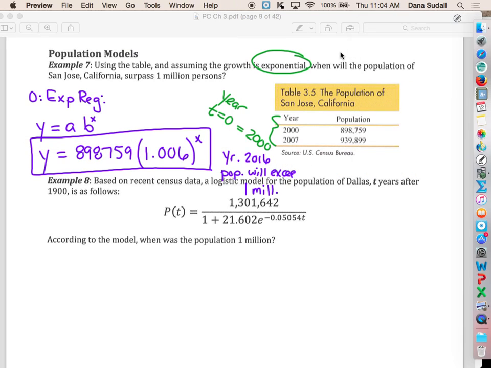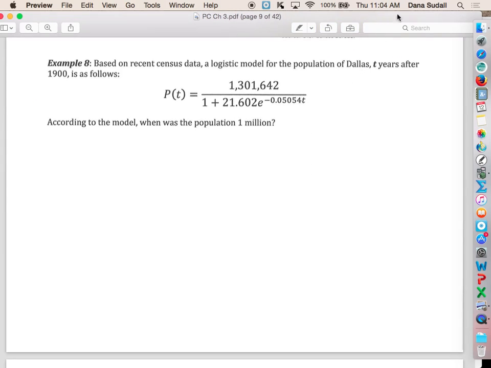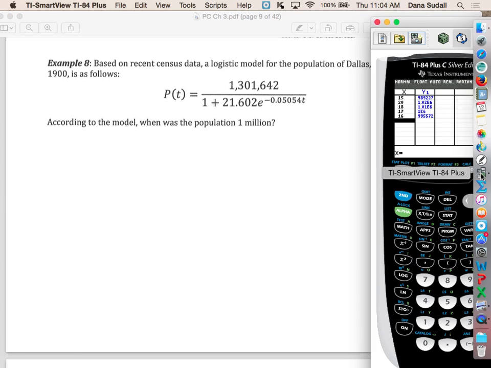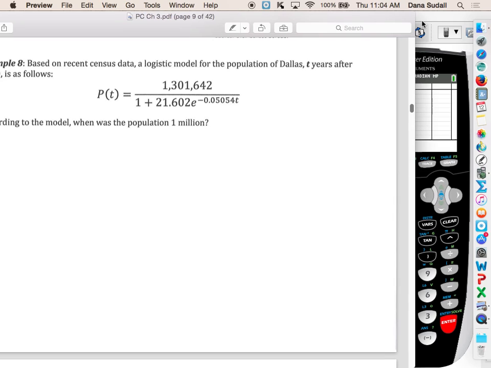All right, and then the last one on here, same idea, but now we're looking at a population model, and this one is logistic. So we'll put this one in the calculator. And then when is this going to exceed 1 million? So same idea. Just going to slide this one over a little bit.